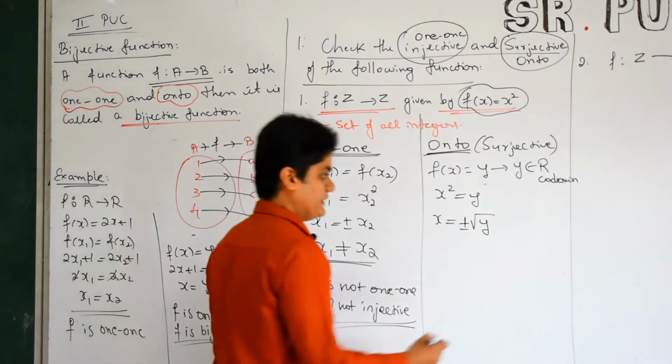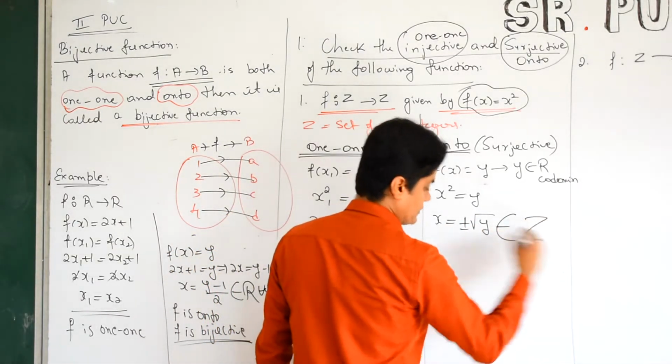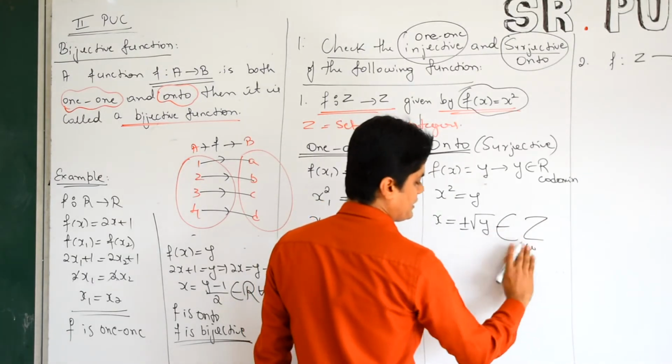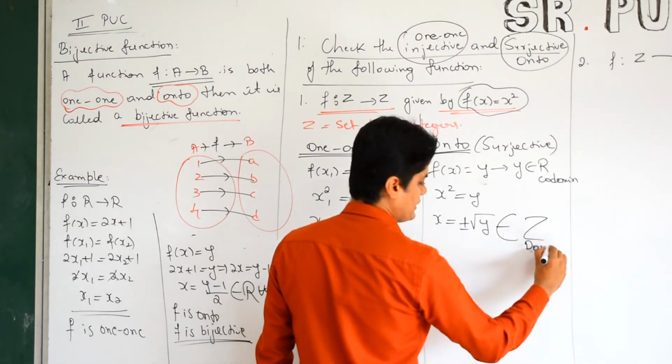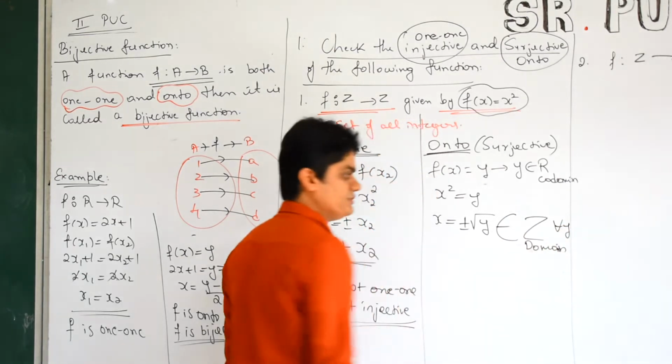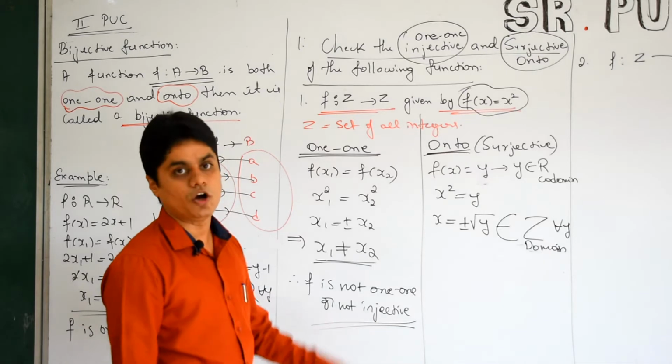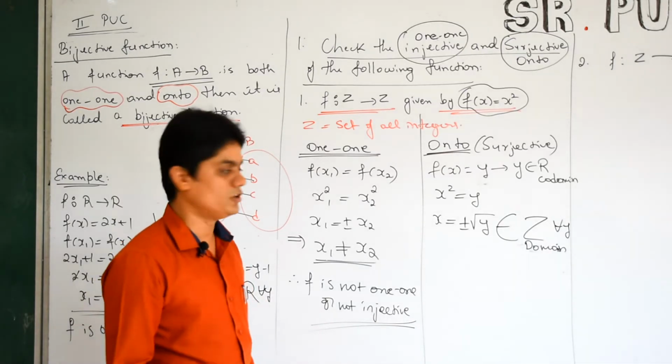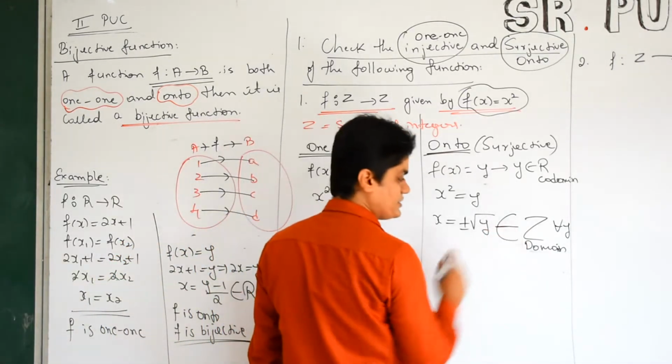Now check whether this is always an integer. Why? This integer is nothing but the domain. If this is true for all y, then it is onto. If it is not, it is not onto. Whether it is always an integer?